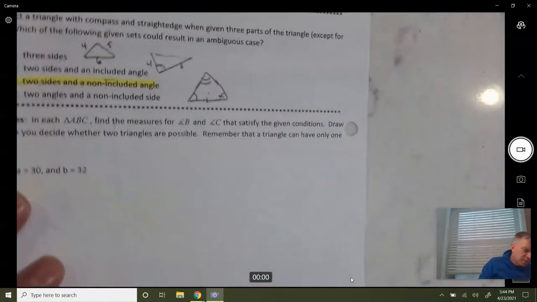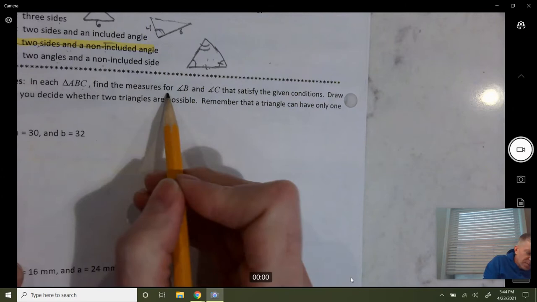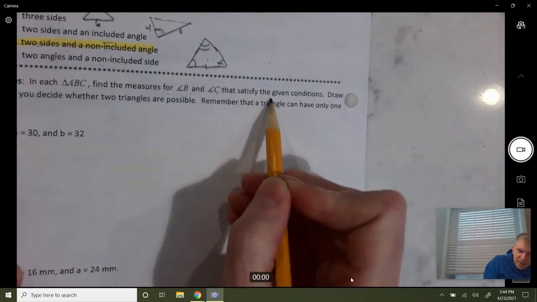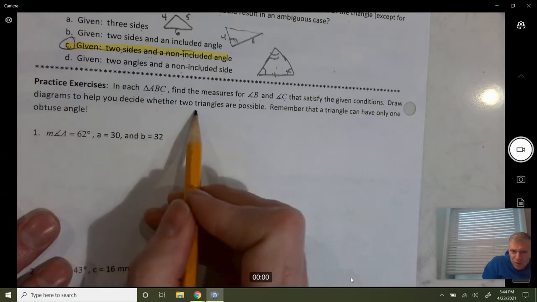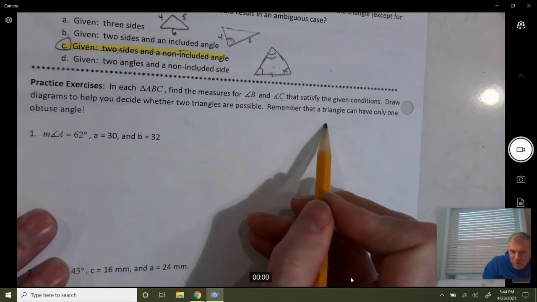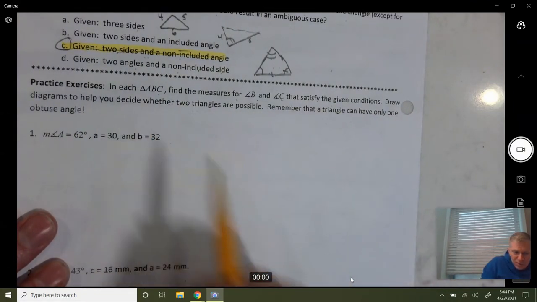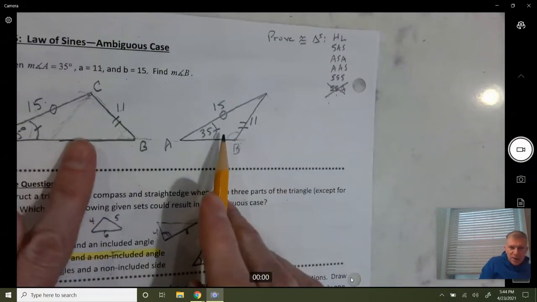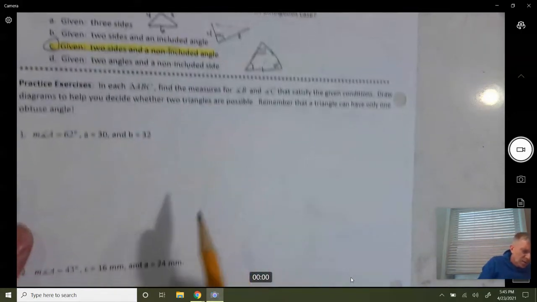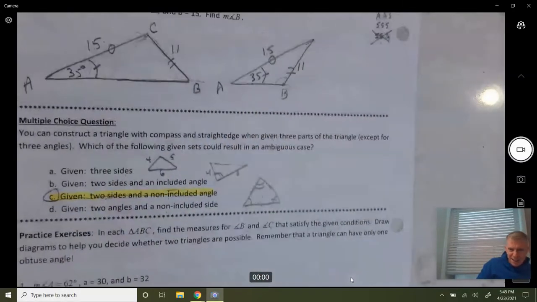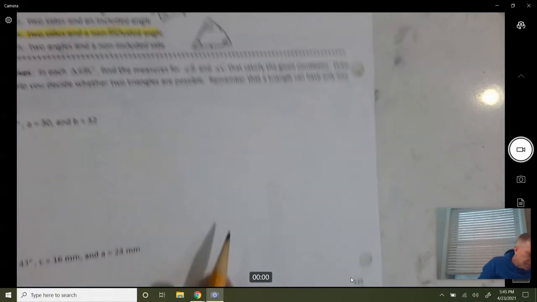So let's go back to this problem. In triangle ABC, find the measures of angle B and angle C that satisfy the given conditions. Draw diagrams to help you decide whether 2 triangles are possible. Remember that a triangle can have only one obtuse angle, okay? So here I drew them to scale. Down here, I'm not going to draw them to scale because it's tough to know exactly what they're going to look like. And it's tough to know where everything should be, okay? I kind of knew this one ahead of time, so that's why I drew it, to make a point.